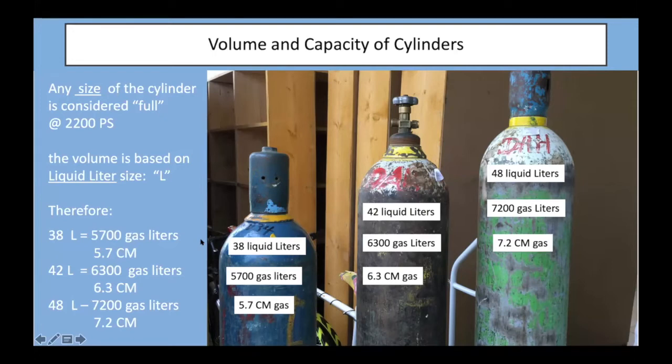And you see the same is also true for the medium cylinder. 42 liquid liters is 6,300 gas liters, 6.3 cubic meters, and so on to 48 liquid liters, which is 7,200. So you can see every cylinder is full at 2,200 PSI, but the volume of gas that's inside is different. And this is important because as clinicians and attendants to the patient, by the time we're done with this segment, we want to be thinking in terms of, if I put this cylinder on a patient to share the oxygen from the cylinder, how long is the cylinder going to last? Or how many patients can I serve?